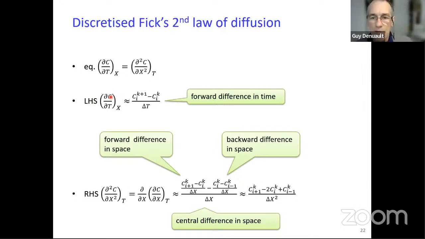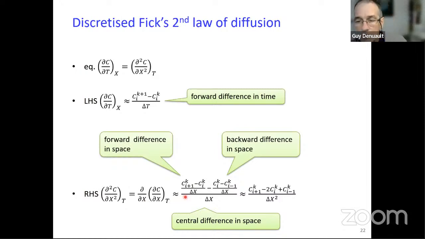But because I'm looking for a derivative with respect to time, I've now got to change K and K plus 1. Now for the right-hand side, RHS is the right-hand side, we've got a double derivative. So it's a second order. So I can rewrite it as dC/dx differentiated with respect to X. But this is constant time. So the K values here will be the same, but what is going to change is the I values because we're doing a derivative with respect to X.